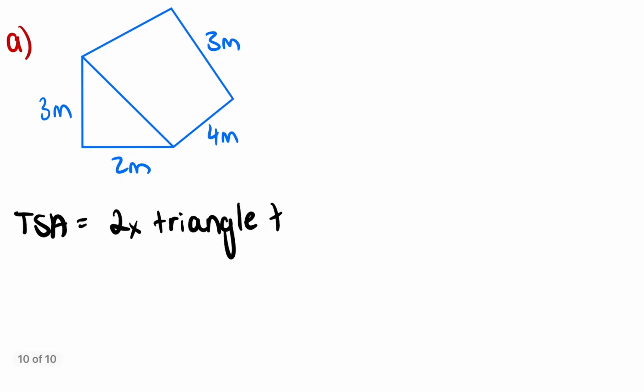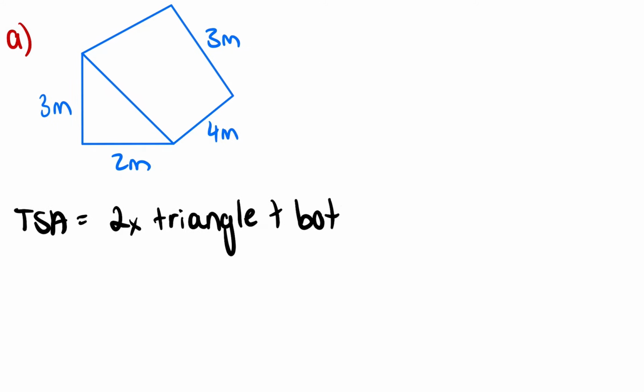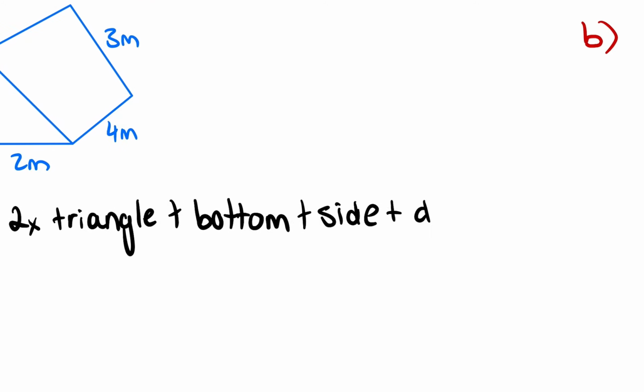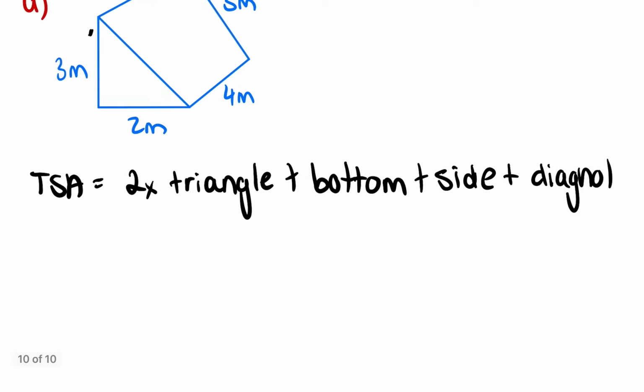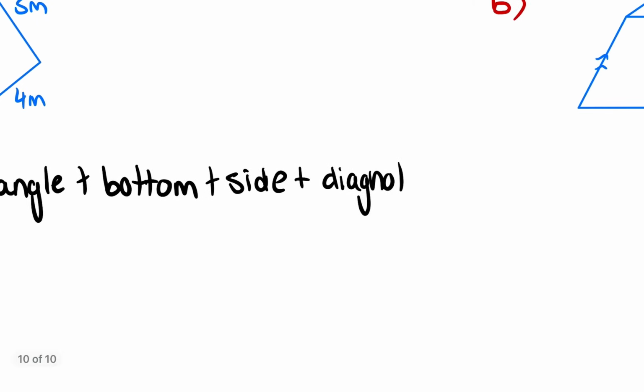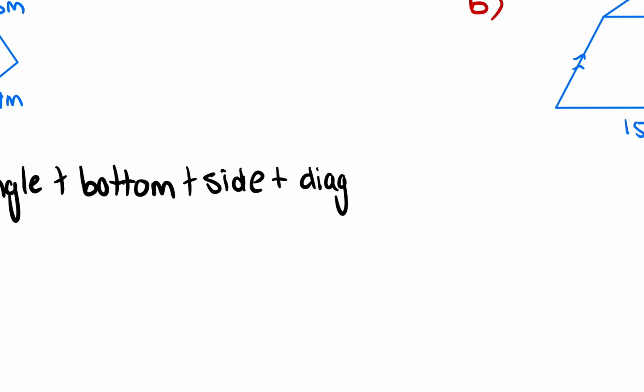Okay, and then I've got a bottom. So the bottom is like this part here that you can't see. I've got a side, which is over here, and I'm going to call it the diagonal. It doesn't matter what you call them, or whether you spell it right, because I totally didn't.